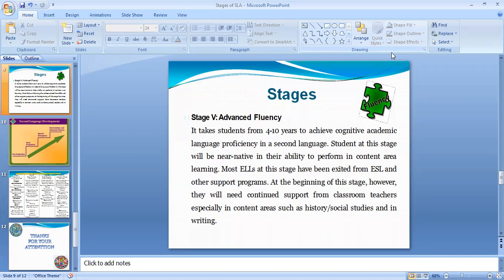Highest proficiency. In some cases, we can see that the students can acquire the native accent, which means they are very close to the native speaker, because in this stage, the learners explore themselves.